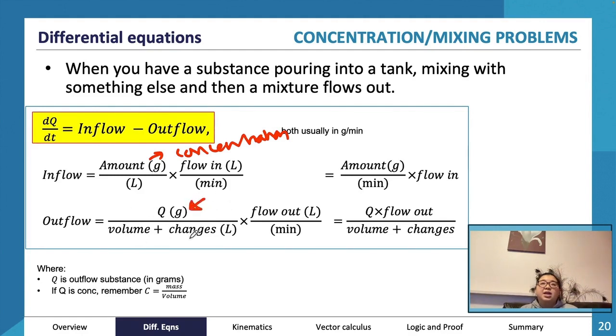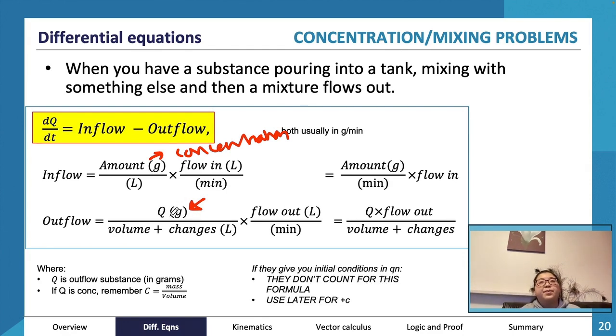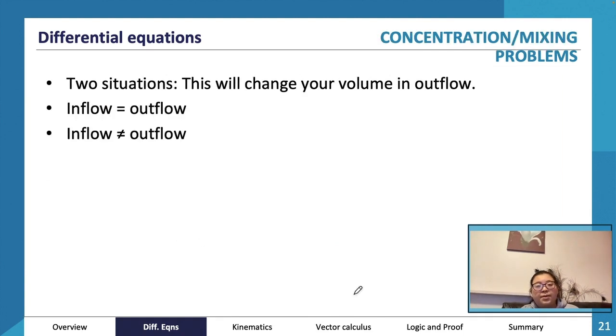So the main thing in figuring out the concentration is figuring out how much volume is actually there at each time, rather than focusing on this component, because this component will be really hard to isolate by itself. Cool. So if they do give you initial conditions, they don't count for this. You have to use them later for the plus C. So you'll have to put this in first and then use the plus C.